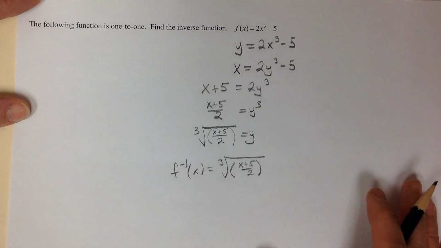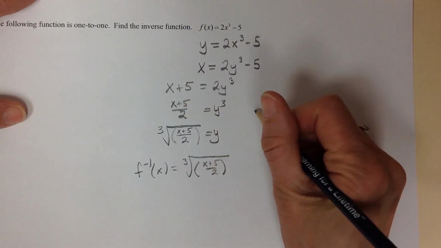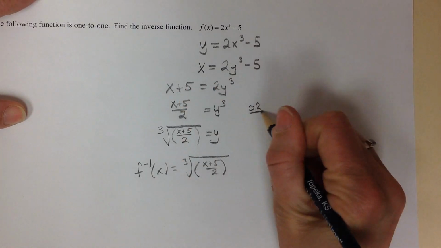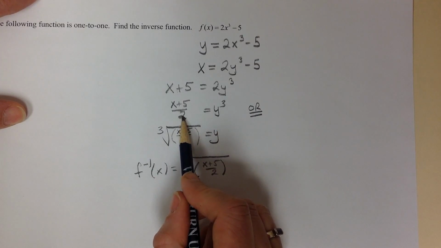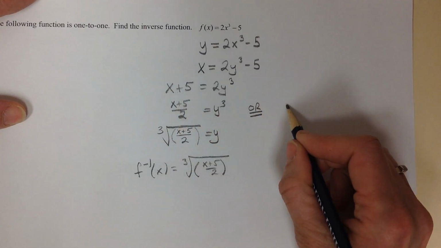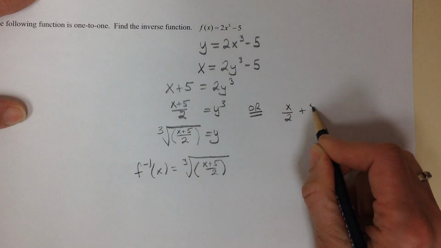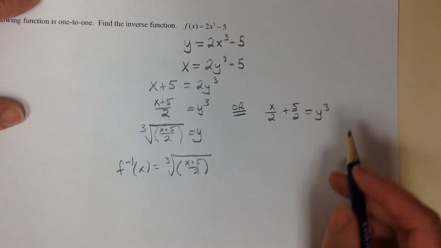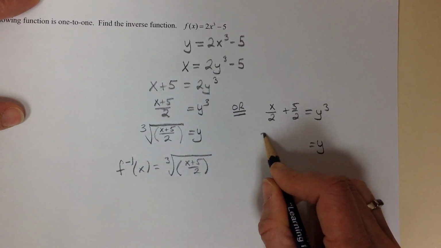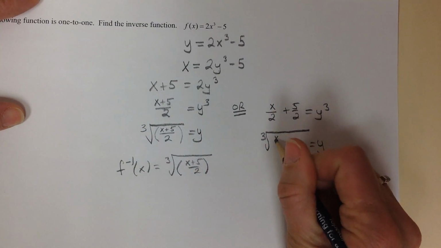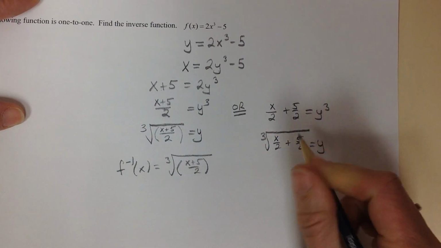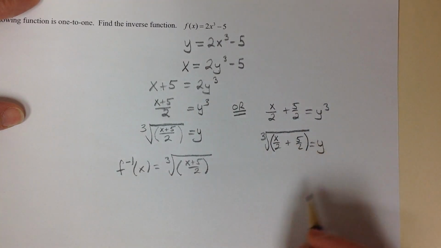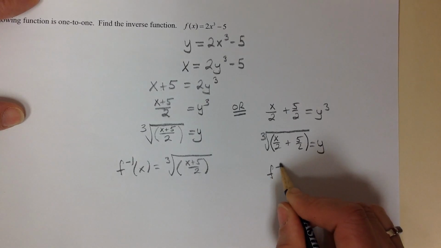Now again, a little bit different way that you could write this one. It's really not a whole lot different, but at this stage when we did the division by 2, we could have instead realized that the division goes with everything added or subtracted and rewritten that as x over 2 plus 5 over 2 equals y cubed. And then from this point we still need a cube root, so we would get the cube root of the quantity. Again, the entire thing needs to go under the same root. You can use parentheses to help emphasize that if you need to. And this is another valid form for the inverse function.